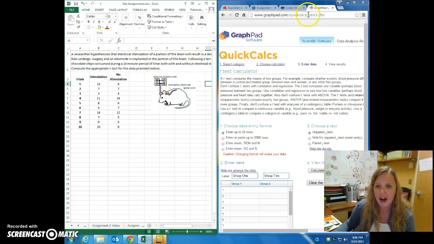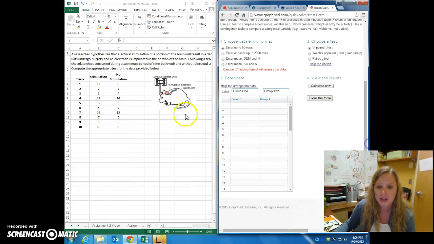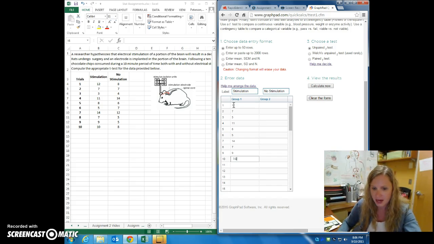So you go to graphpadcalculator.com. I'll put the link on Schoology. You scroll down to the data section. You can't copy and paste, unfortunately, so you just need to type. Group 1 will be my stimulation, and group 2 will be no stimulation. I go ahead and enter my numbers: 12, 7, 3, 11, 8, 5, 14, 7, 9, 10. Once I get done with those 10, I need to remember to hit enter.